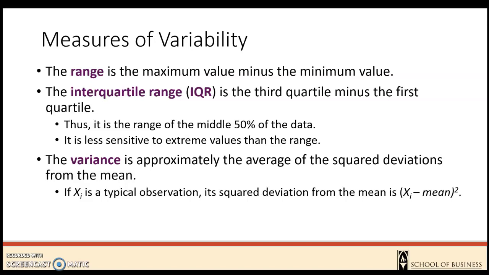Why do we even look at that? Why do we care? Because that data is less sensitive to extreme values. If you have outliers that can throw the data off, the IQR is a little bit more stable because you're looking at the middle 50%.